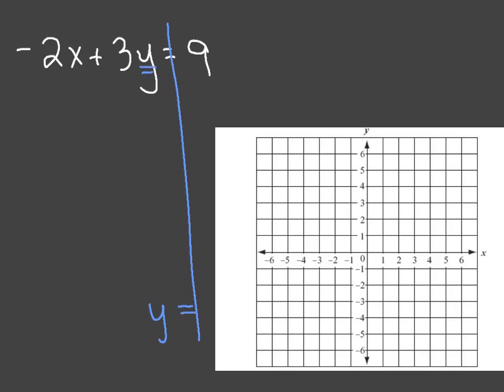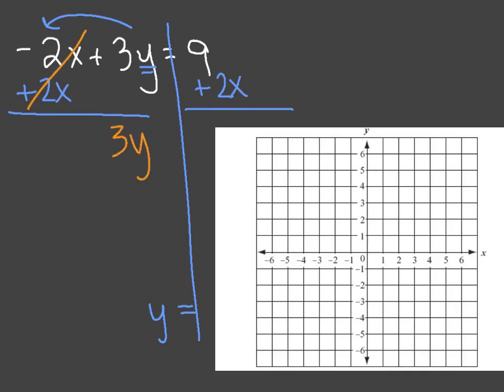So here's my y. I'm starting furthest away from my y, and I'm doing the opposite. A -2x, the opposite is a +2x. What would happen is it would cross out over here and the 3y would come down. On the other side, it's just going to be 9 plus 2x. Now the y is still not quite by itself because I got to get rid of that 3, so I'm going to divide by 3 on both sides, so that crosses out. And my y is by itself now.